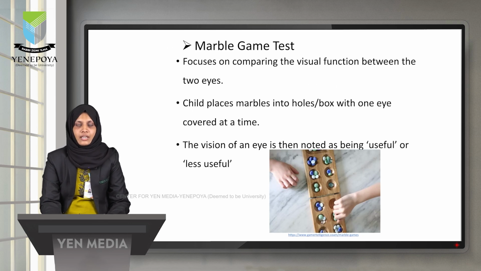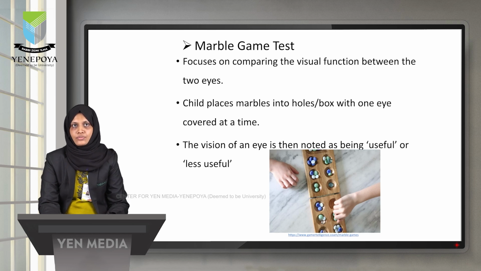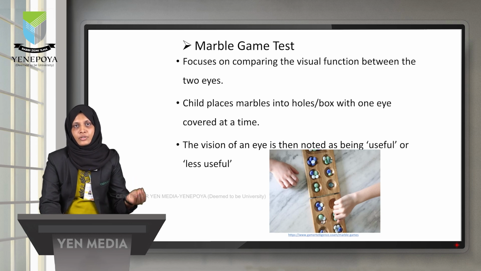Next, moving to the marble game test. It is very interesting to children. This focuses on comparing the visual function between the two eyes. The child places marbles into a hole or box with one eye covered at a time. The vision of an eye is then noted as being useful or less useful. If the child performs successfully, the vision is useful. If the child can't do this procedure well, it means less useful.